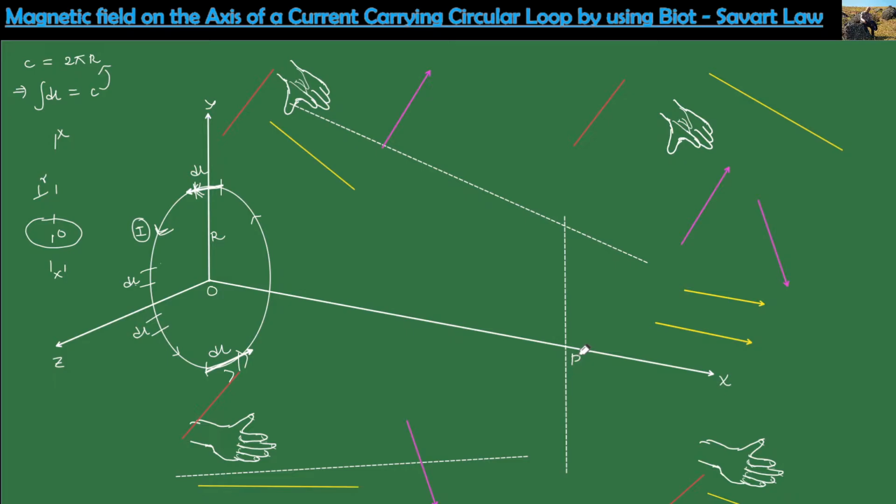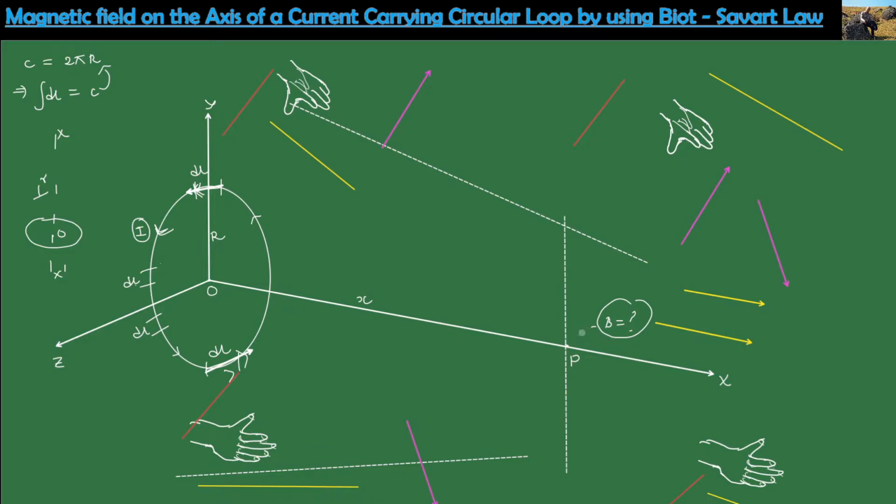If P is the point along the x-axis which is at a distance x from the center O of the circular coil or circular loop carrying a current I, then I want to find the magnetic field B of the coil at the point P, which is at a distance x from the center O. So this is our target: we want to find the magnetic field at P due to the current carrying loop carrying a current I.